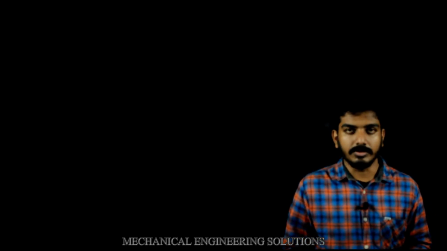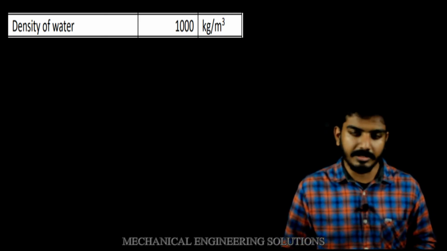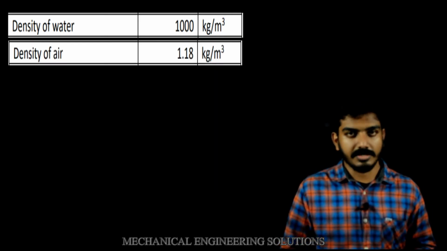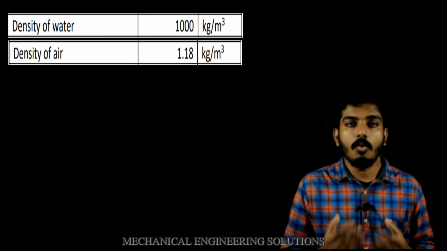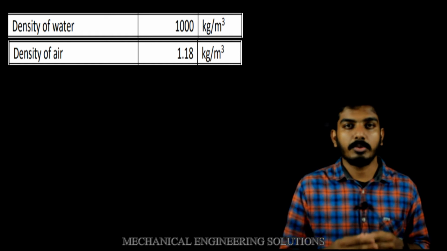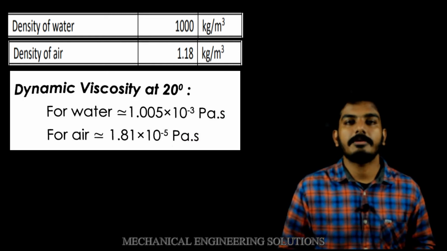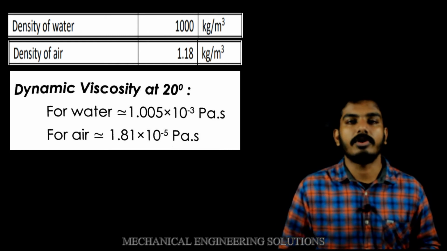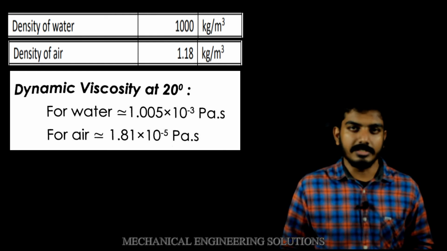I'll give you some examples. We know that the density of water is around 1000 kg per meter cube and air is 1.17 kg per meter cube. When coming to dynamic viscosity, water has a dynamic viscosity of 1.005 into 10 raised to minus 3 Pascal second, and air has a dynamic viscosity of 1.81 into 10 raised to minus 5 Pascal second at 20 degrees Celsius.